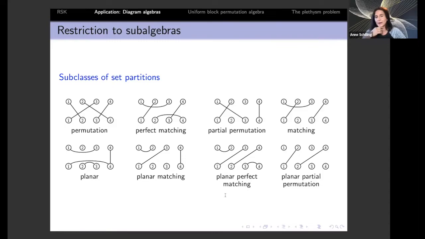And so there are lots of ways of how you can take subalgebras. So in particular, you can take subclasses of these set partitions. And here I have listed a lot of them, like a lot of the ones that appear in the literature. So for example, permutations are just the ones where every element in the top is connected to exactly one in the bottom, right? You can view that as a permutation. You can also look at perfect matchings, where every element has a partner, but a top element doesn't necessarily have to be partnered with a bottom element, and so on and so on. I don't actually want to go through all of these in detail, but these are sort of all the ones that appear in the literature.